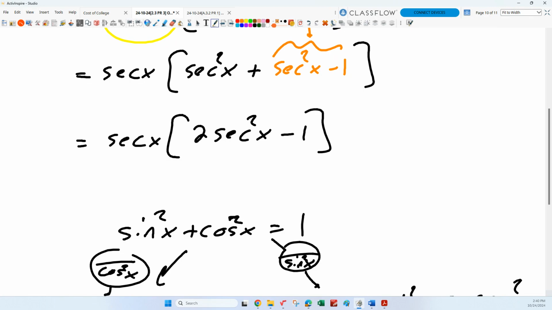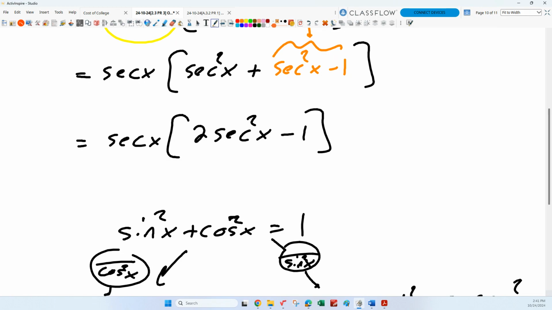And so if I were setting this equal to 0 now, it would be an easier equation to solve. I would find the zeros of secant x. I know I picked a bad choice, but pretend there was. And I could find the zeros of this one, where 2 secant squared x minus 1 equals 0, which would just be where secant squared x equals 1/2. I could go to the unit circle and find those places.